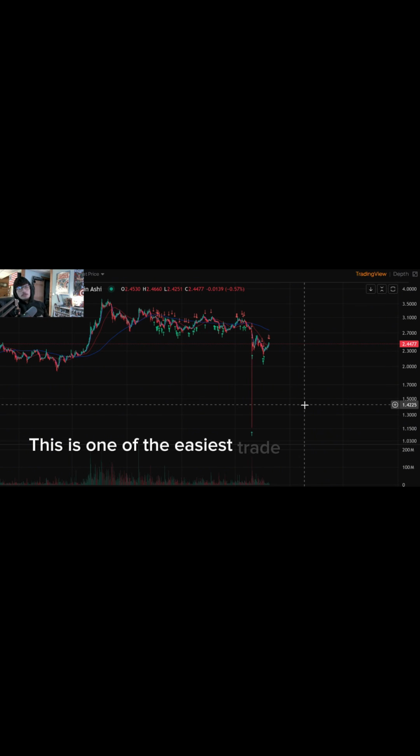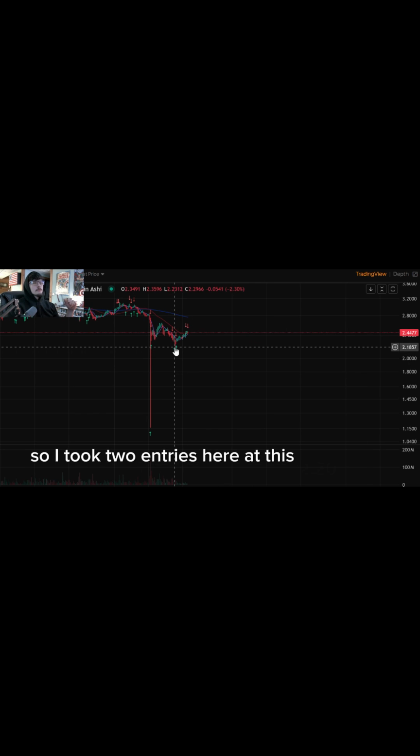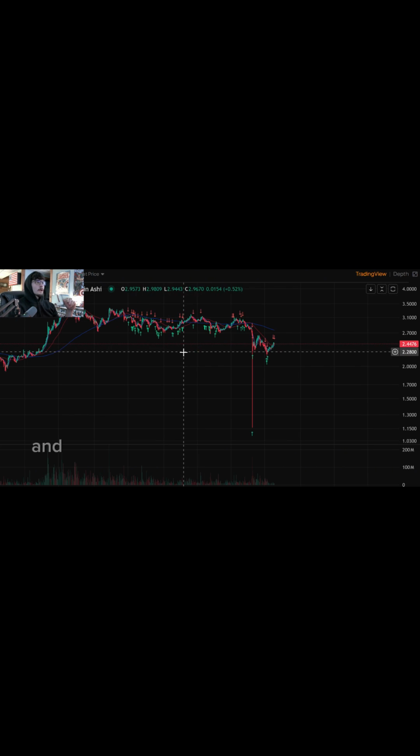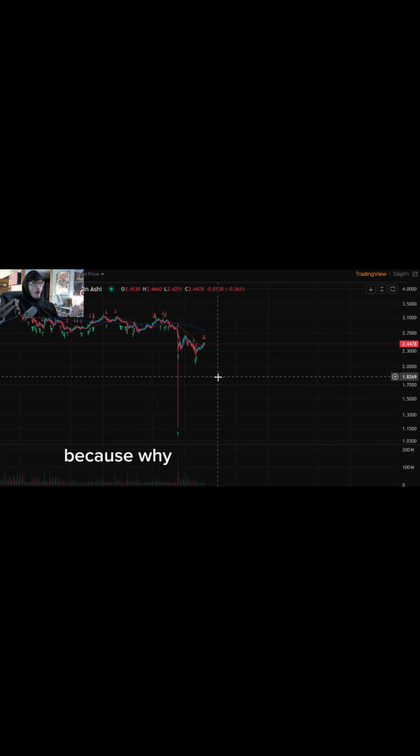This is one of the easiest trade setups in the world to capitalize on. It's super simple. Let's get right into it. So I took two entries here at this 2.20 range, and this information unto itself isn't exactly helpful because why did I take entries here?